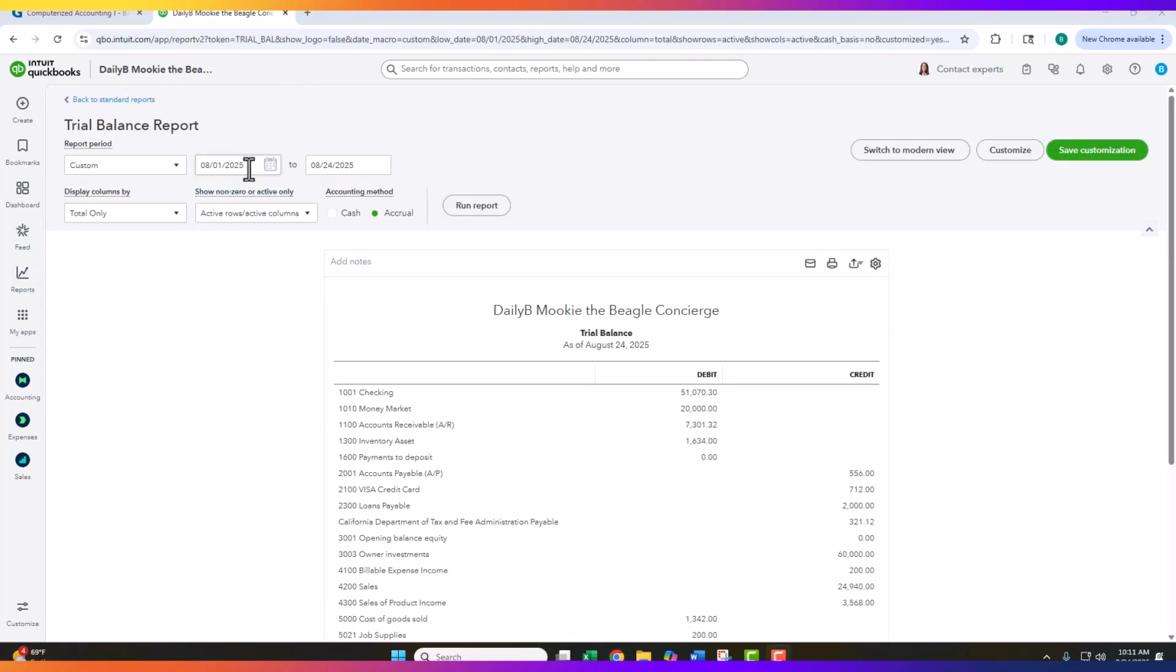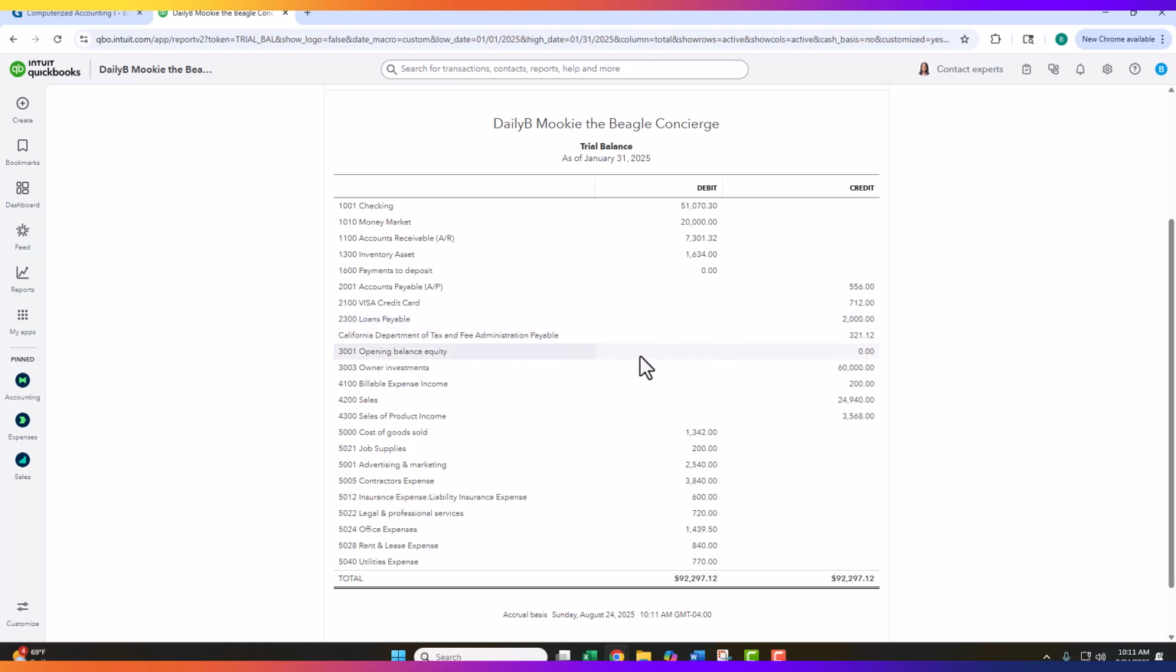And what I'm going to do here first is change the date range. So the book says to use January 1st through January 31st. And then we're going to click run the report. And here's our trial balance for Mookie the Beagle Concierge as of the end of January 2025. So what I'd like you to do is take a moment, maybe pause the video, and compare your balances on your unadjusted trial balance against these ones. And if you see any differences, then you might want to figure out why there are differences.